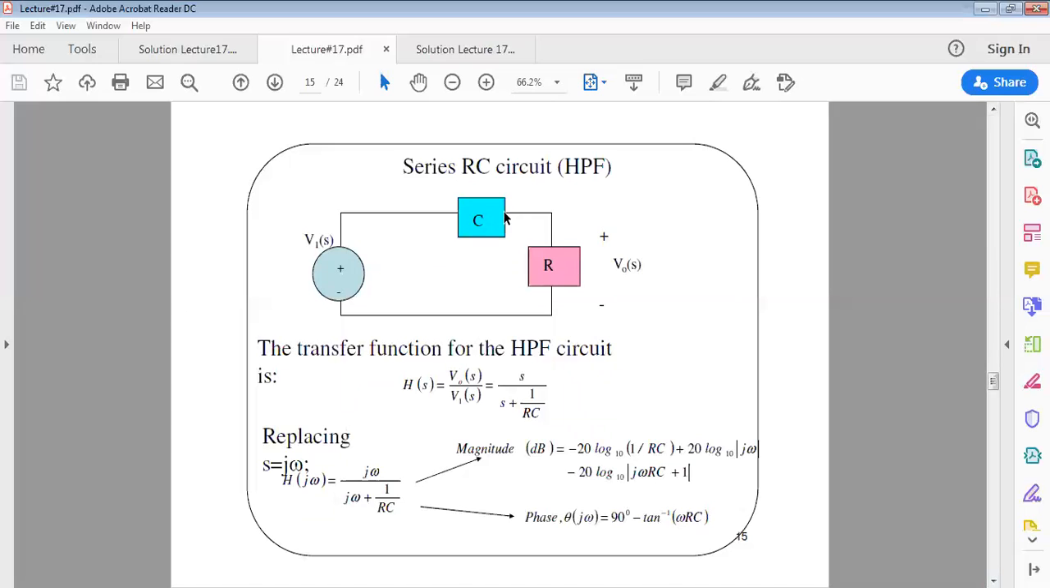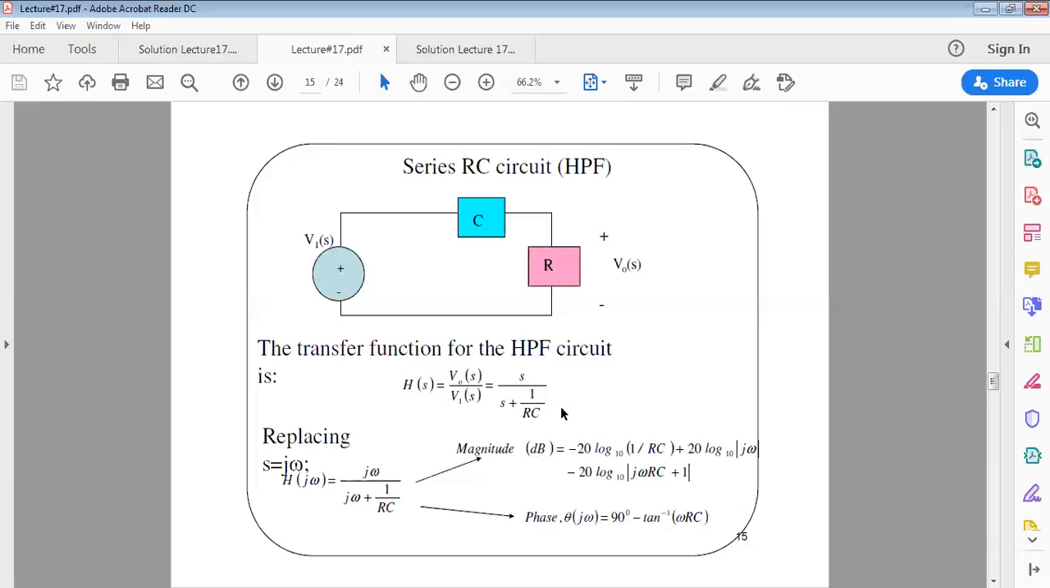This is the RC circuit. If you recall the RC circuit for the low-pass filter previously, the output voltage is measured across the capacitor. But for the high-pass filter, for the same RC circuit, the output voltage is measured across the resistor. That is why, when we calculate the transfer function for the high-pass filter, it will be S over S plus 1 over RC.